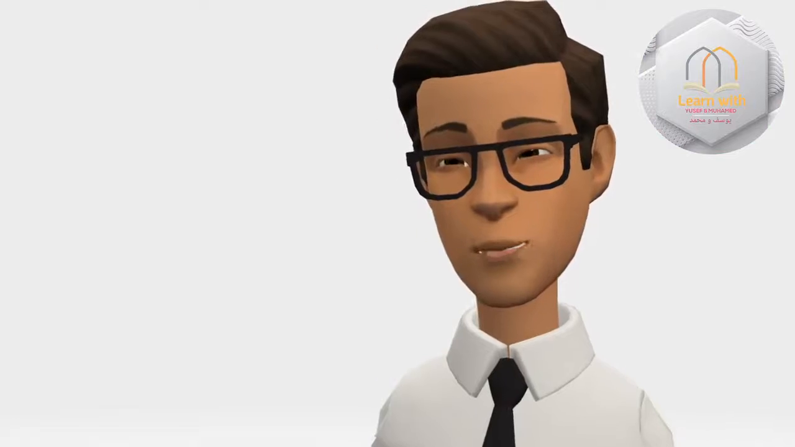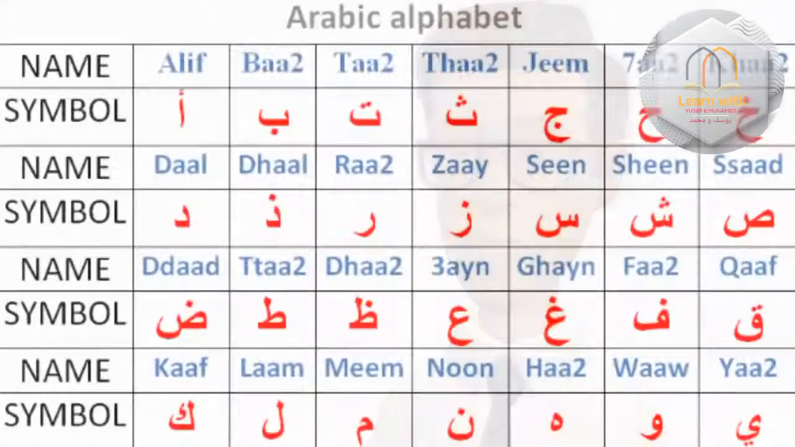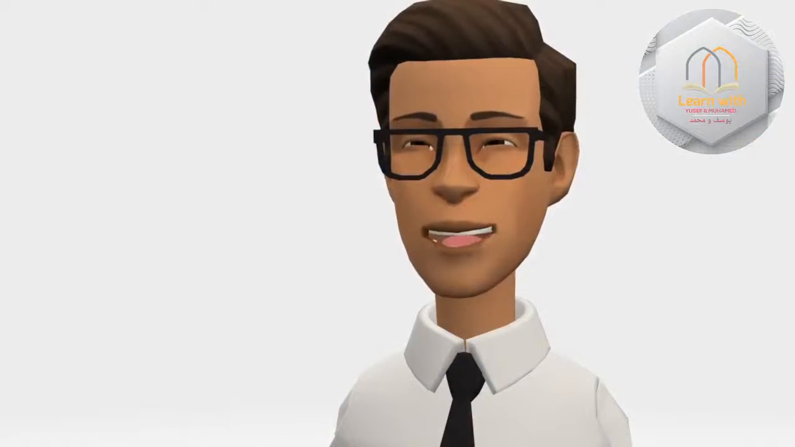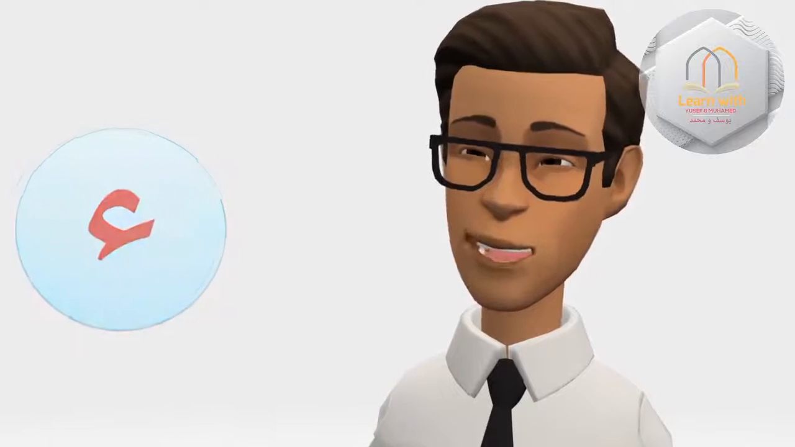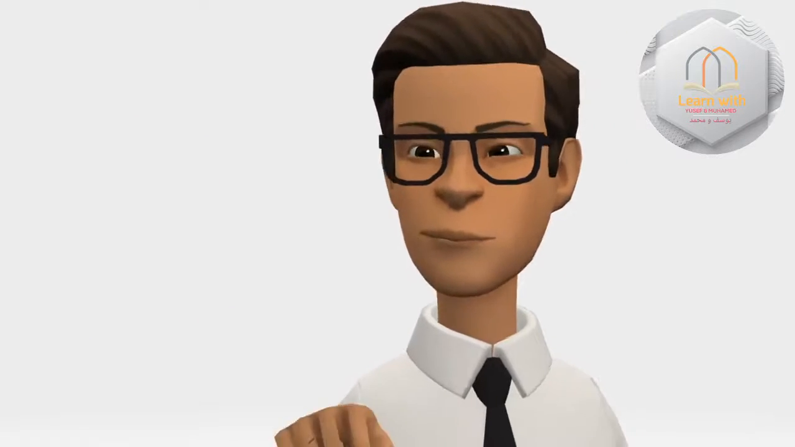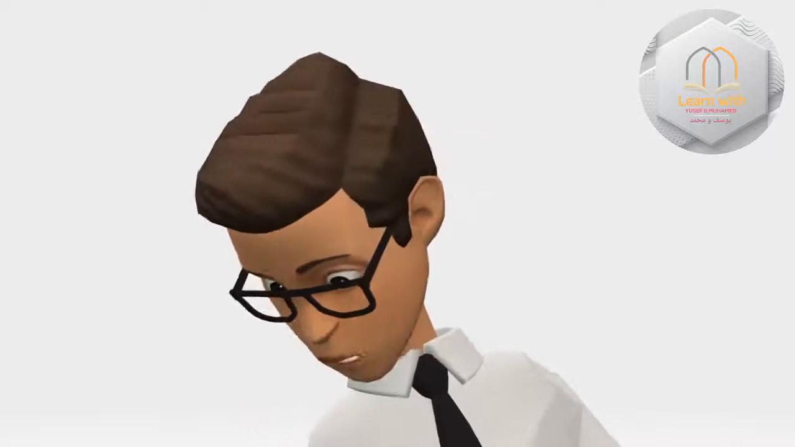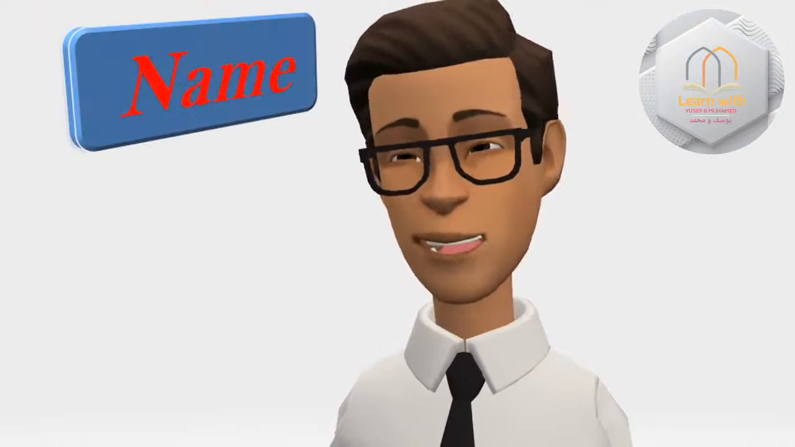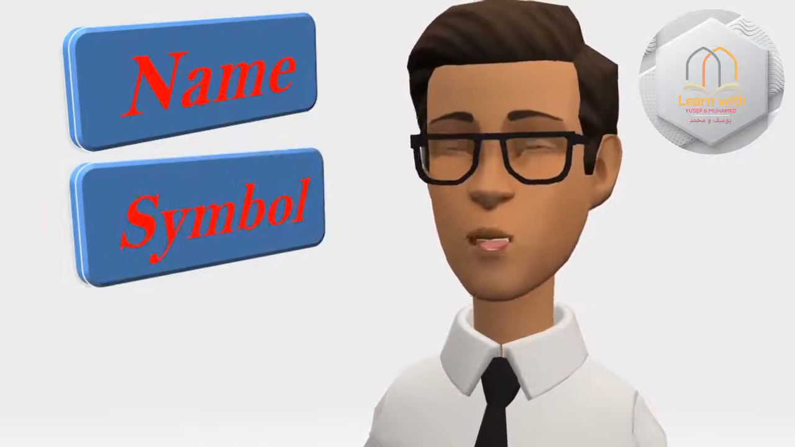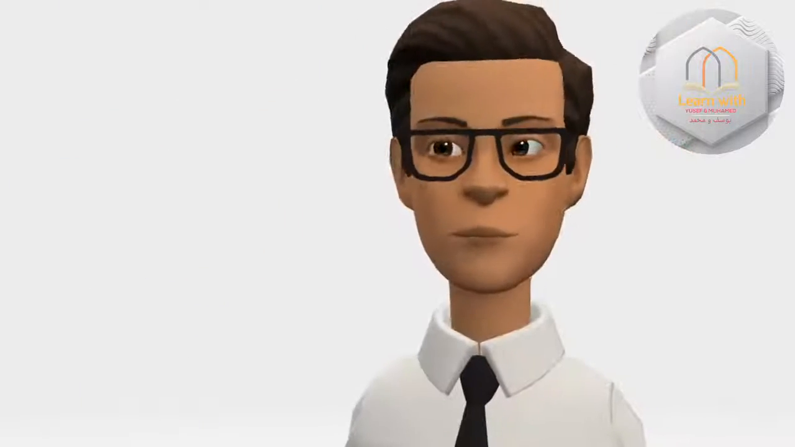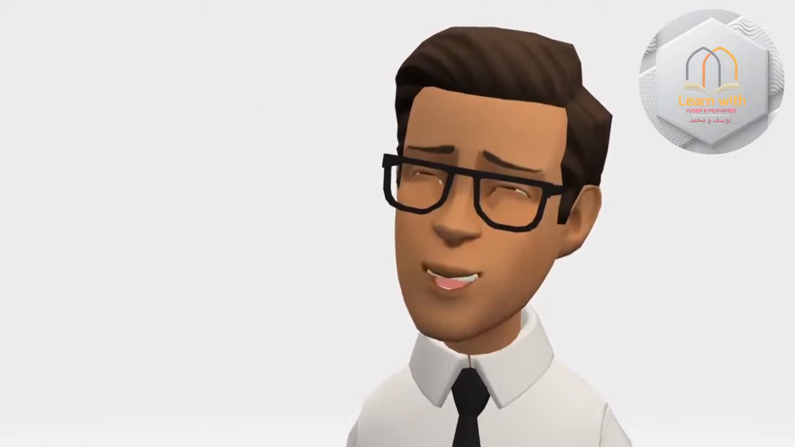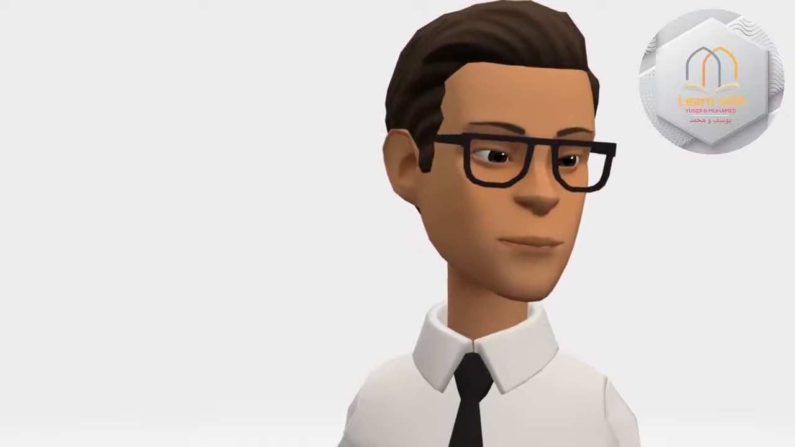In the previous episode, we talked in general about Arabic letters. We also talked about the letter Hamza and its form in writing, as we mentioned that every letter in the language has a name, a symbol, and a sound. In today's episode, we'll start getting to know the rest of the letters.